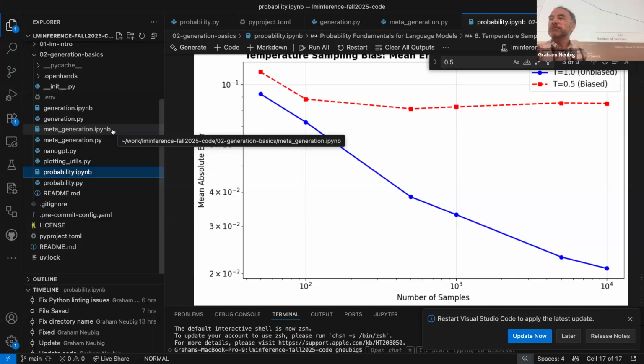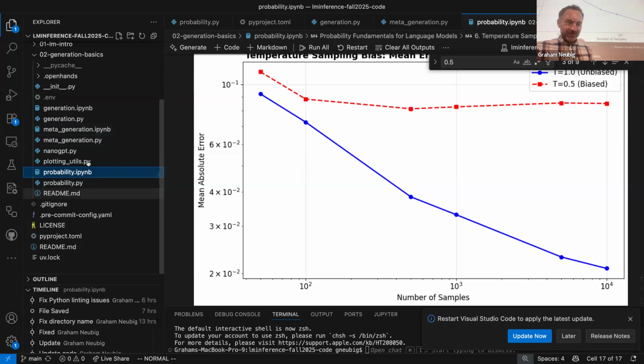Temperature of 1 gives an unbiased estimate. Why are we using other temperatures? Yeah, that's great. Why don't I show the next notebook and then get there? Cool.